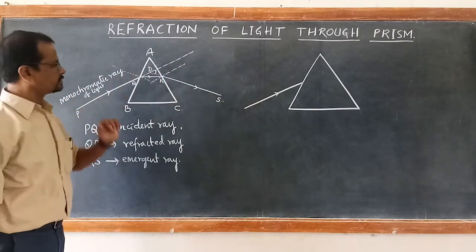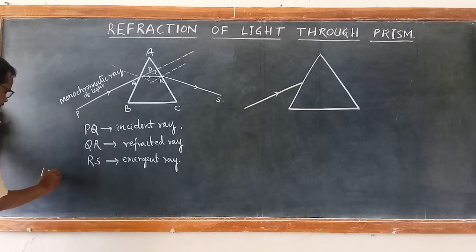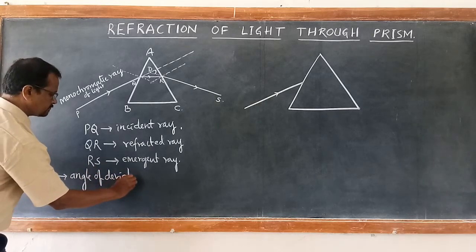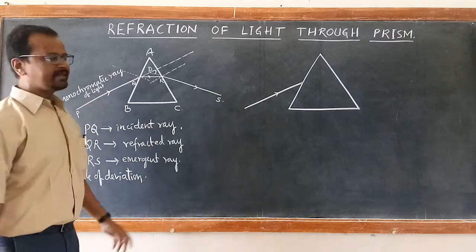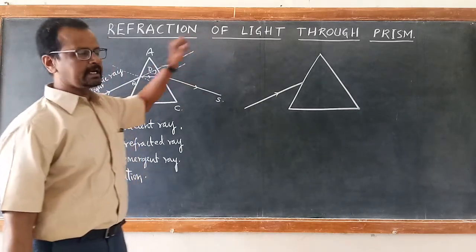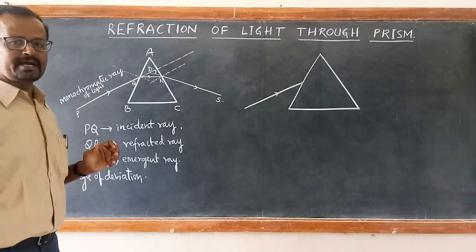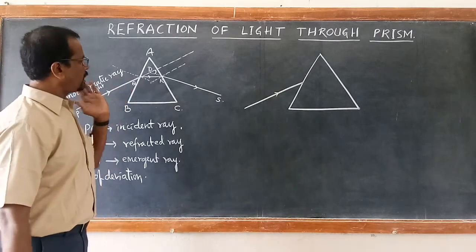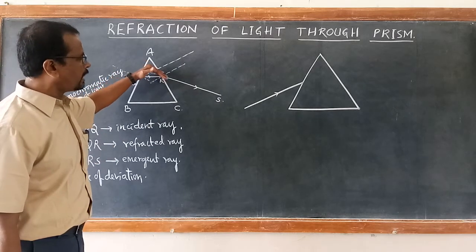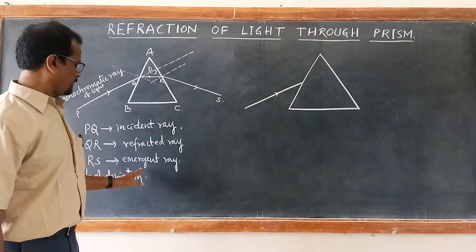The angle of deviation. So what is angle of deviation? First we write. Angle D is called as angle of deviation. If the prism would not have been there, the monochromatic ray would have continued in the path of PQ, straight line. After keeping the prism, the ray had undergone refraction, bent toward the normal, and reached the other face at R. And after reaching R, again it bent away from the normal since it is entering into air. So RS becomes the emergent ray.